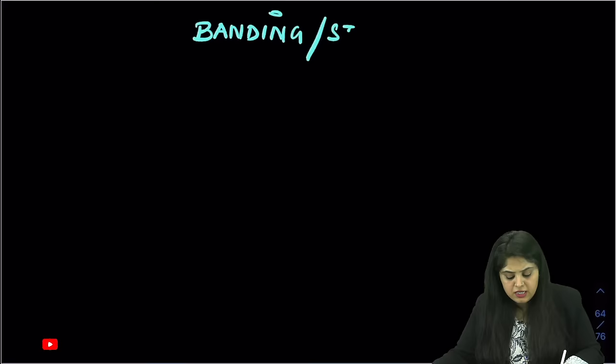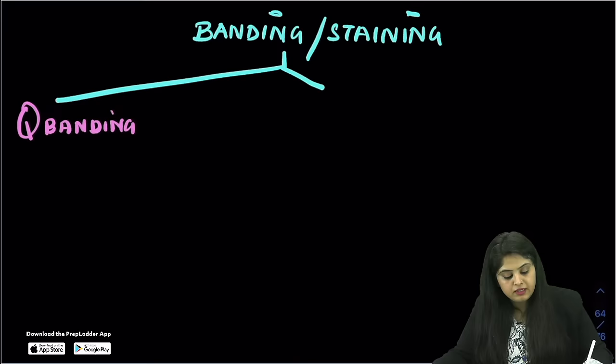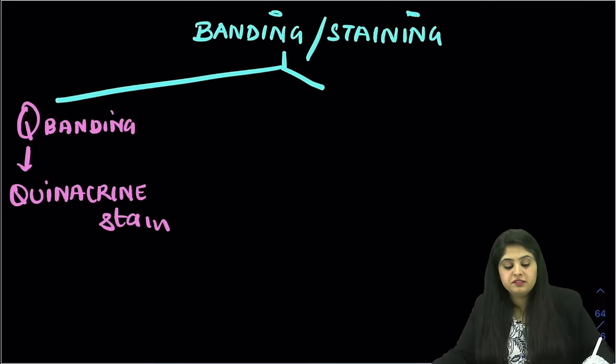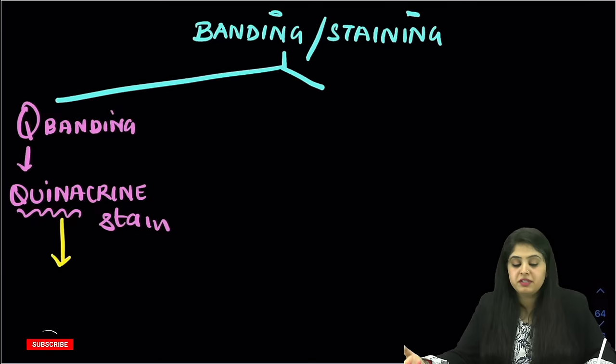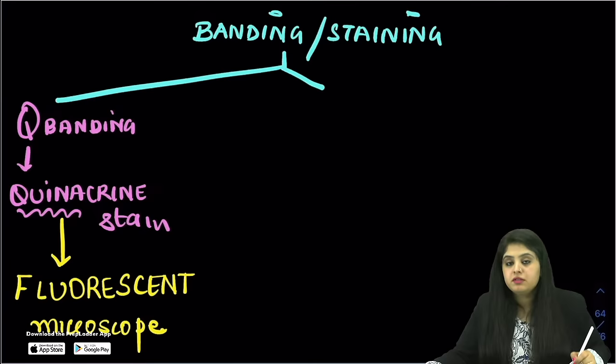Divide banding into two parts. One you call Q banding. Q basically stands for quinacrine. Okay, Q stands for what? Q stands for quinacrine. It sounds like a queen, and the queen has to be given something very fancy in life. Queen will always demand the crown, something fancy. So you give her a fluorescent microscope. When you use the quinacrine stain, you go ahead with the fluorescent microscope.